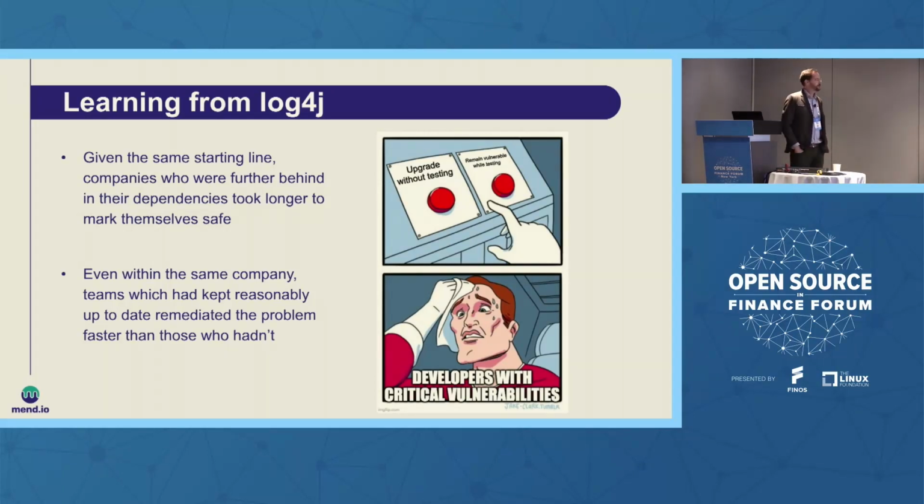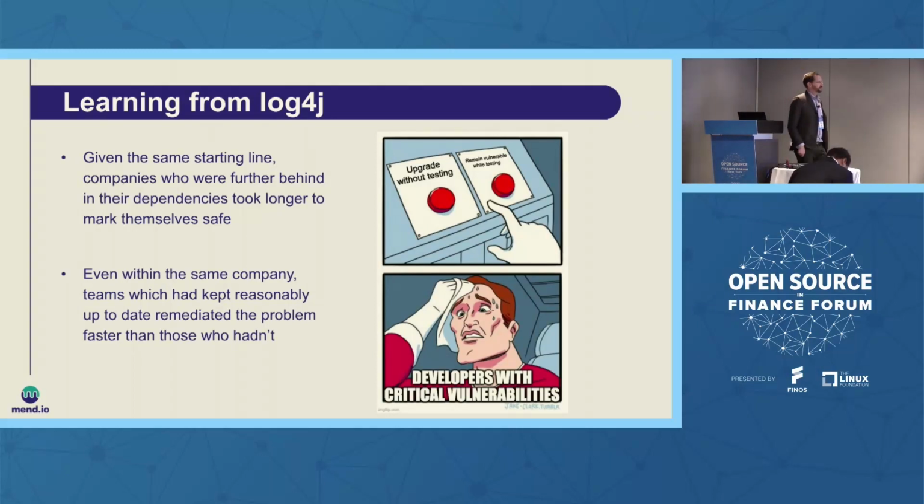All right, so let's learn from Log4j. Given the same starting line, companies, or teams, in fact, let's go down to the team level, who were further behind in their dependencies took longer to mark themselves safe from the problem. Even within the same company, teams which had kept reasonably up to date remediated the problem faster than those that hadn't. So, we help a lot of companies. They were all interested in Log4j, and we saw a great variance in their ability to basically be safe and be able to sleep at night.